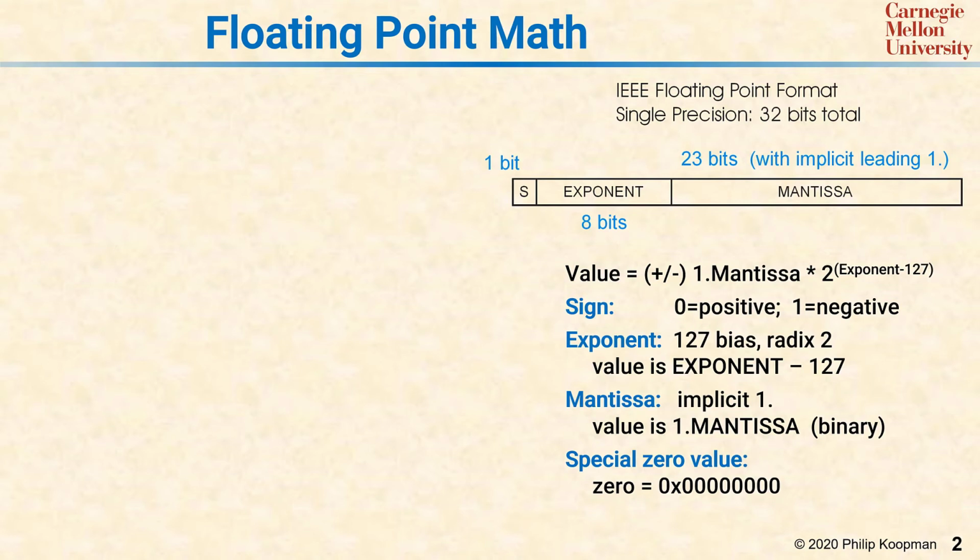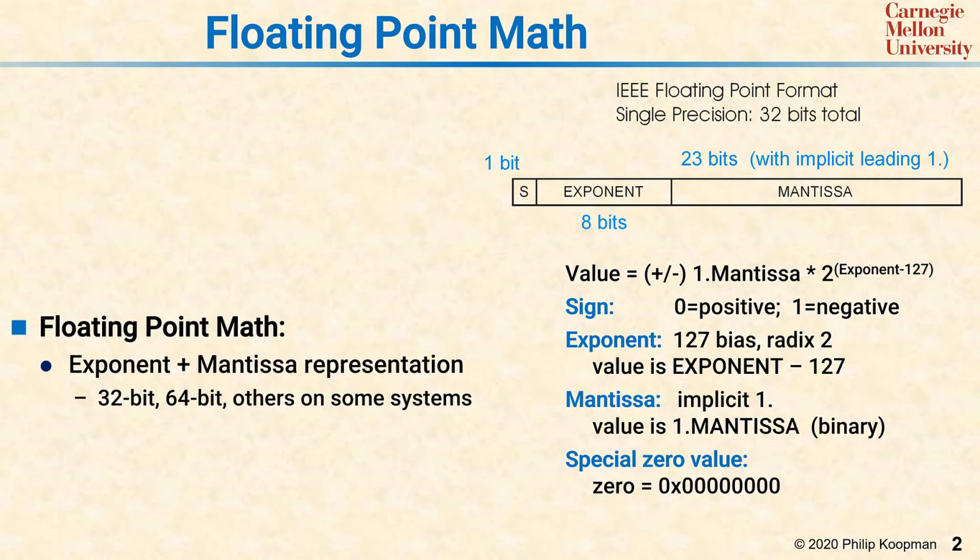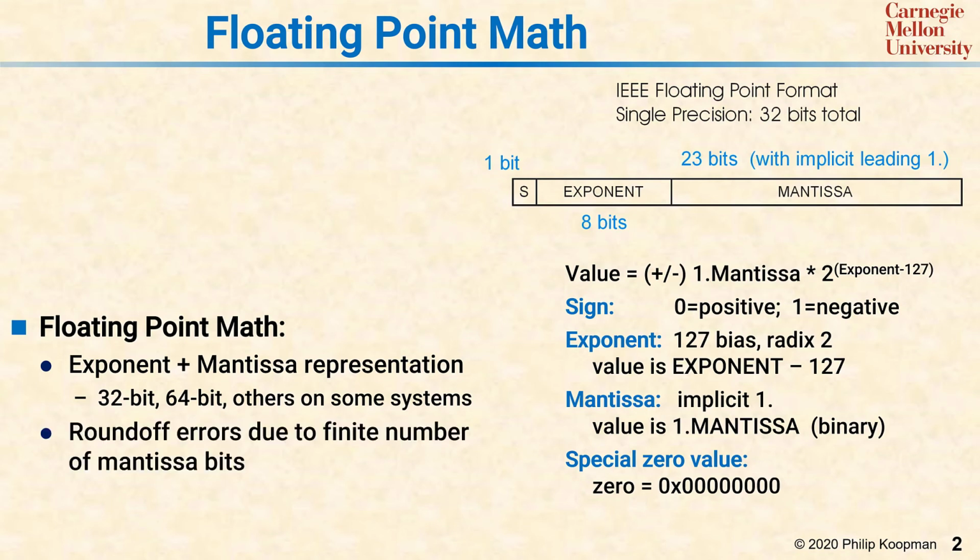In floating point math, the general idea is that there's an exponent plus a mantissa representation. The 32-bit format we just discussed is quite common, but there's a 64-bit version that looks pretty much the same, follows the same rules, except the exponent and the mantissa have more bits in them. A significant issue with floating point math is that you can get round-off errors because there are only so many bits, and we'll see how that plays out in subsequent slides.